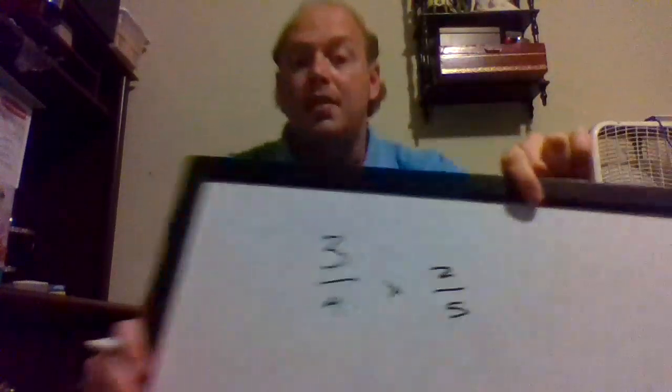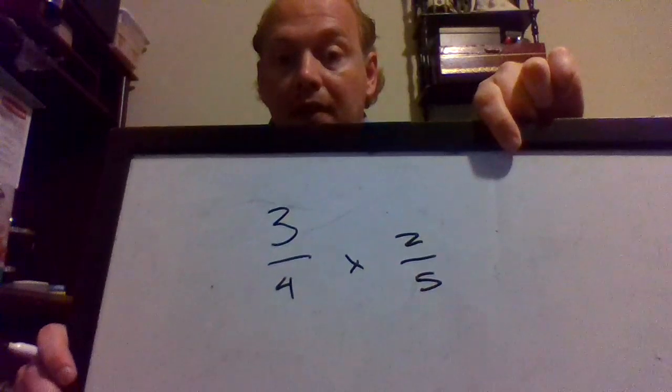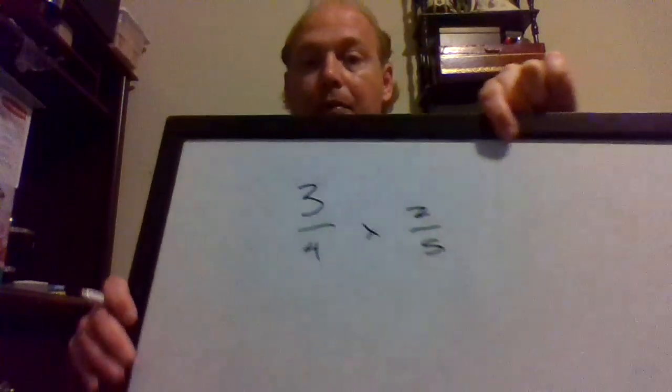As you remember, when you multiply fractions, all you do is multiply straight across on the top and the bottom. So we've got 3/4 times 2/5. And that's pretty terrible handwriting, but I've never claimed to have very good handwriting, so bear with me. Alright.